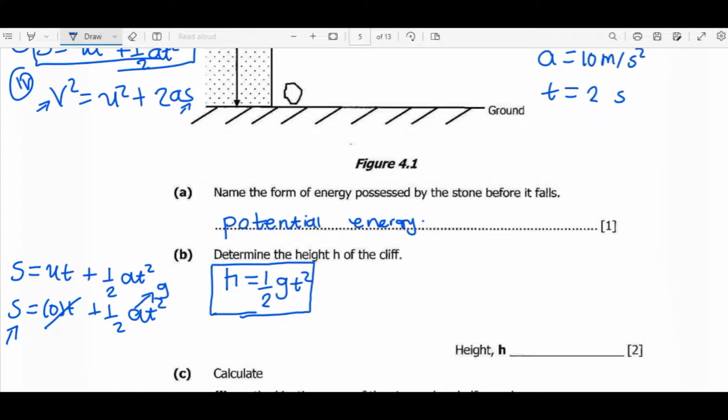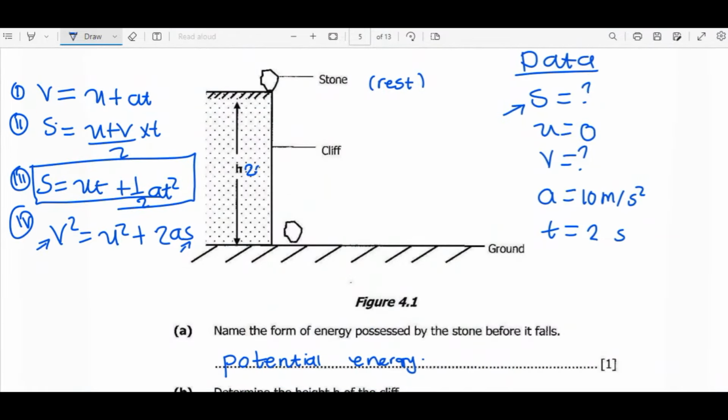We can now find our final answer. So height is equal to half, then the gravity is 10, time is 2 seconds. So if we do the multiplication here, 2 into 2 is 1, 2 into 10 is 5 times 2 times 2, which is 4. 4 times 5 will give us 20 meters. So the height of our cliff was 20 meters. So that's our final answer.